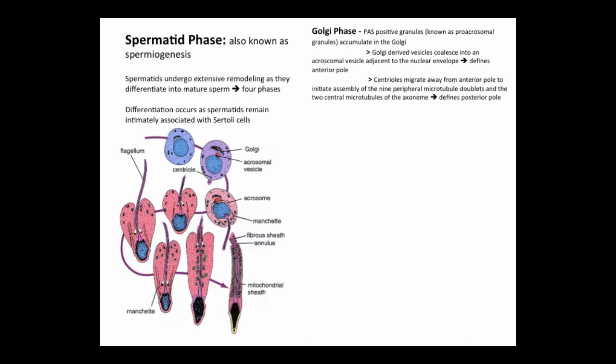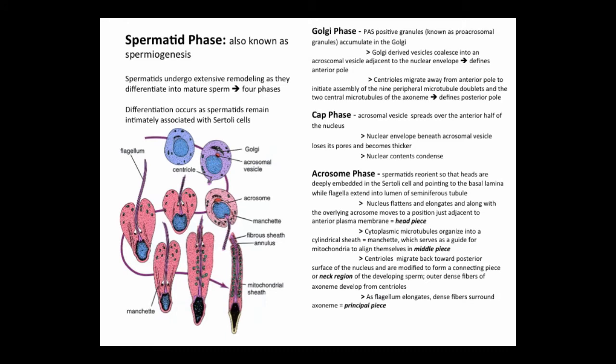This would define the posterior pole of the eventual mature sperm. The cap phase: the acrosomal vesicle spreads over the anterior half of the nucleus. The nuclear envelope beneath the acrosomal vesicle loses its pores, becomes much thicker, and the nuclear contents become highly pycnotic as the chromosome content gets highly condensed.